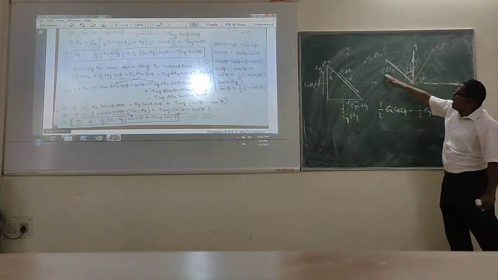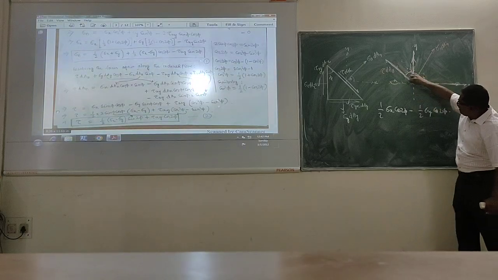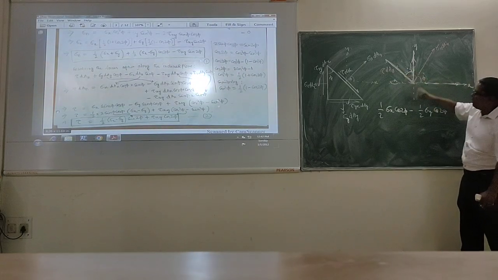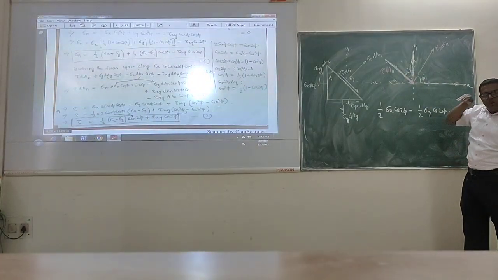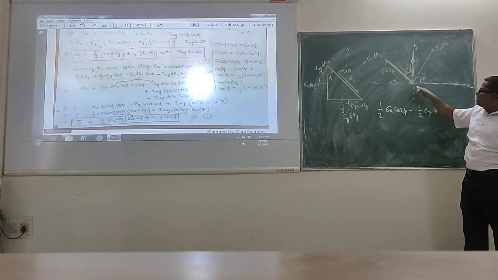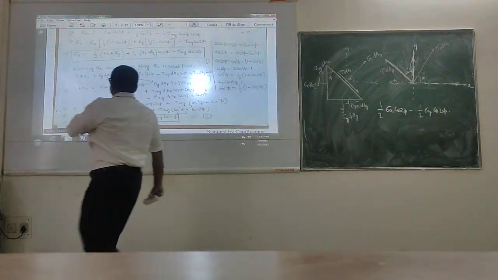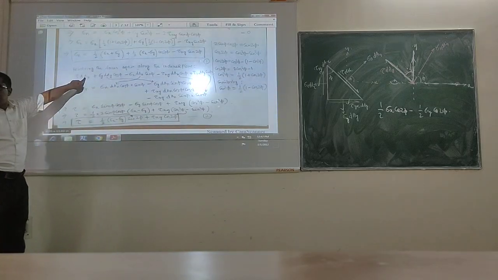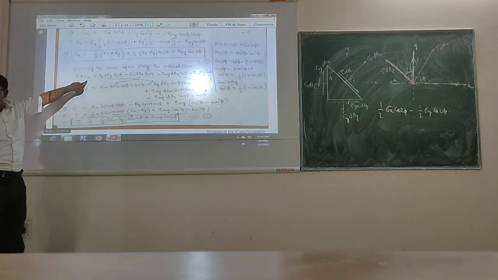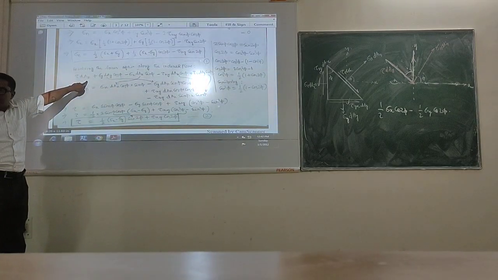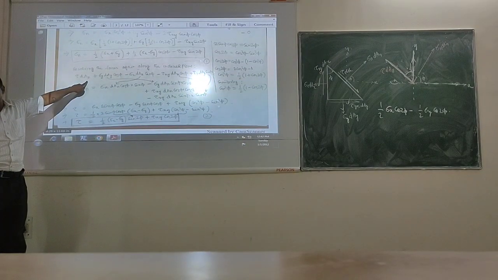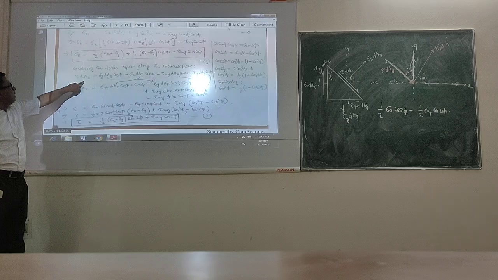So this is your tau A dN. It is acting in which direction? This direction, right? It is acting towards the origin. So we have taken this as positive: tau A dN, towards the origin, is positive. You can take negative also, according to your convenience. I have taken it as positive.